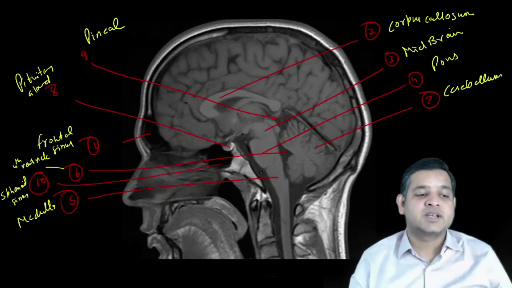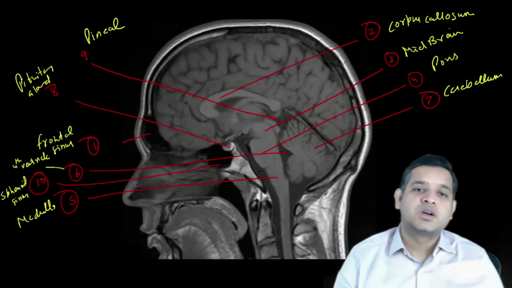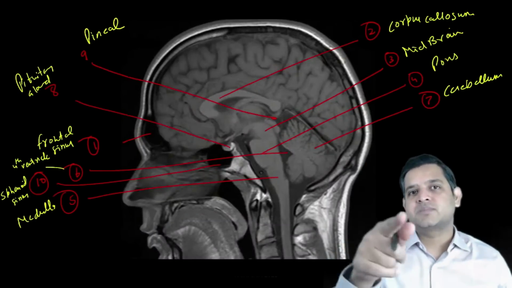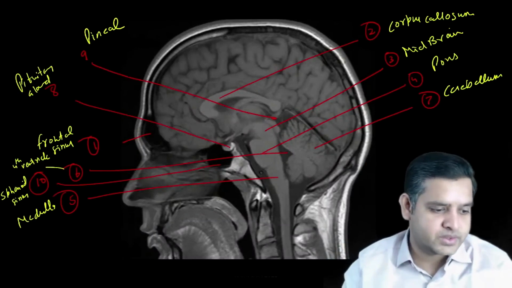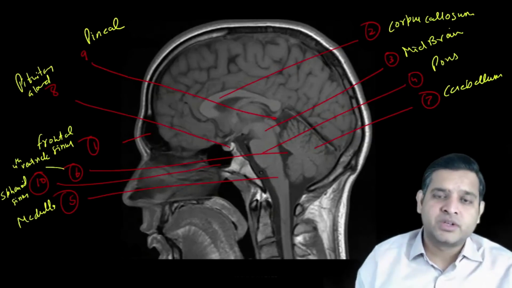Which one will be asked in the exam? That I do not know, but it does not matter because we know all. Whatever they're going to ask, you can simply mark the correct answer without a doubt. Is it okay? Alright. So that's the sagittal section of the brain.